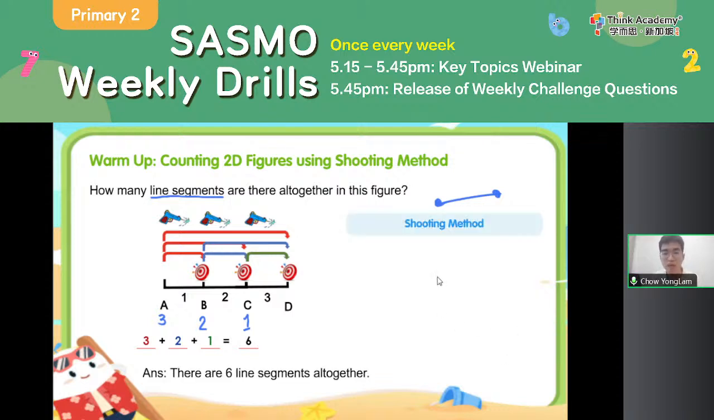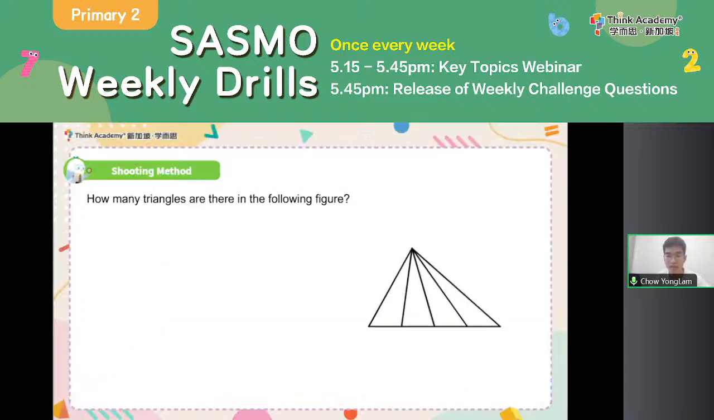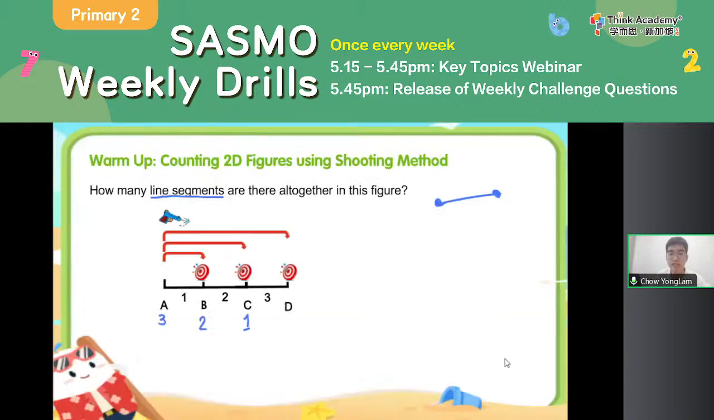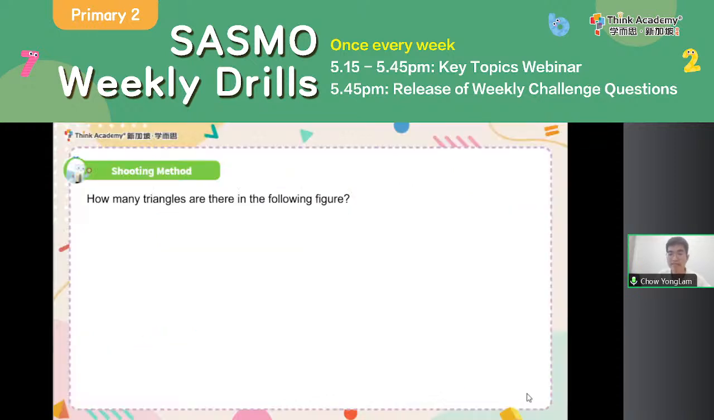So this is what we call the shooting method. We number the line segments from 1. So we list out all the line segments 1, 2, 3. Then we just stand on the left and shoot to the right. Keep on shooting and add up the number of shots. So over here, 3 plus 2 plus 1, and then you add them up.